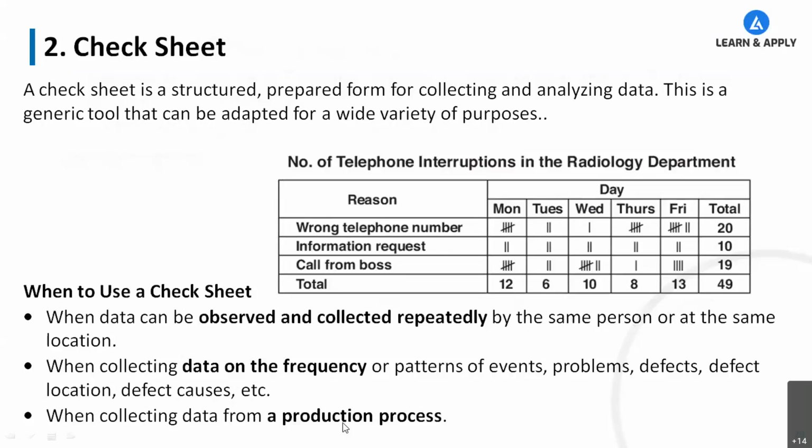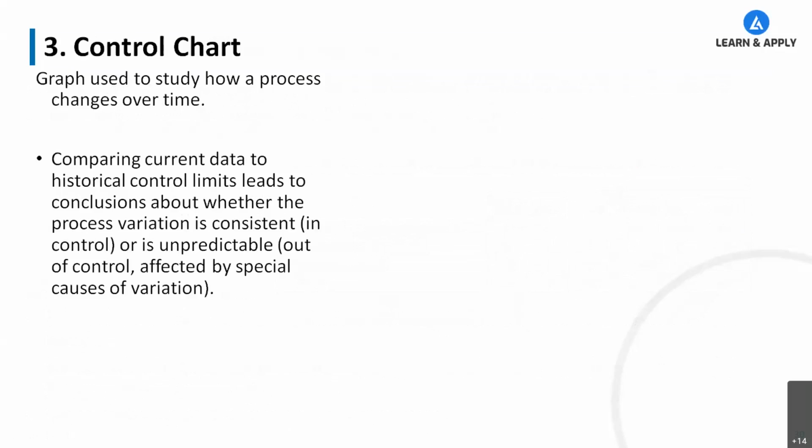And also collecting data from the production process. So the check sheet, this is also a simple but very effective tool. Third is a control chart. This is a graph used to study how a process changes over time. So here comes the factor of time. So over the time, how this process is changing.